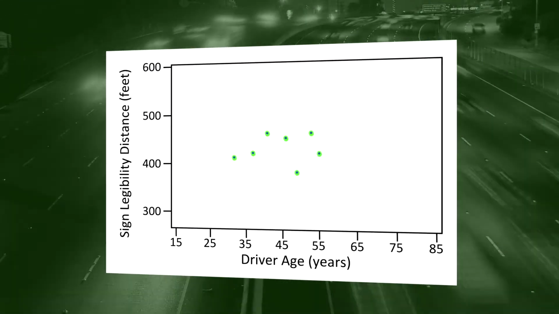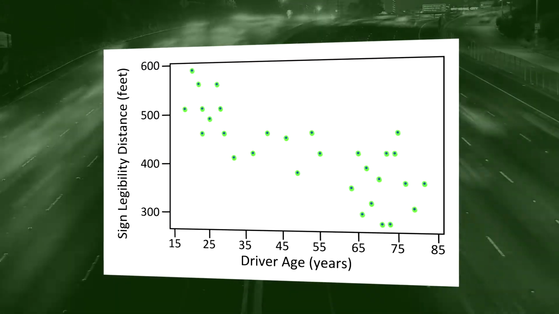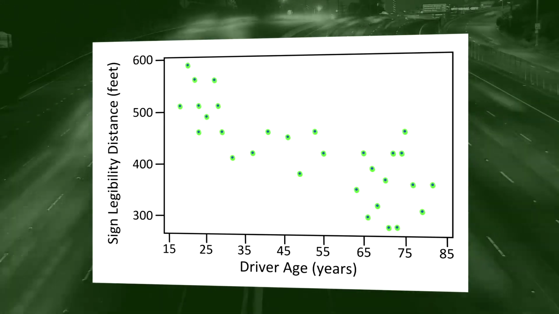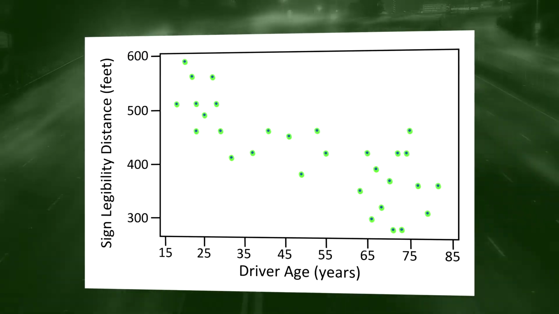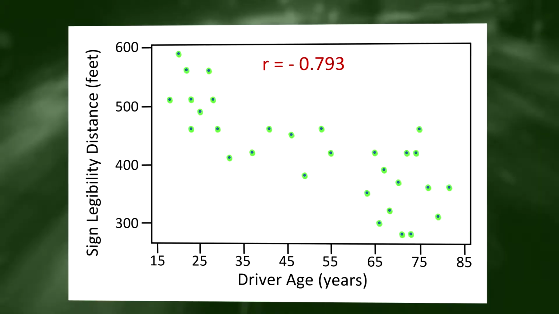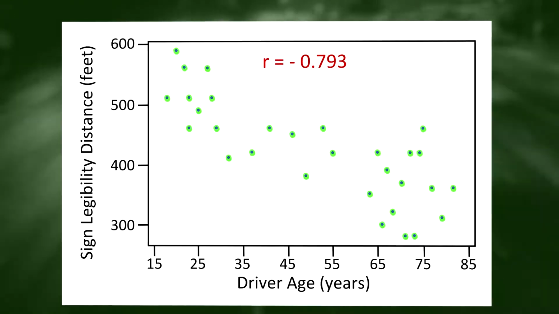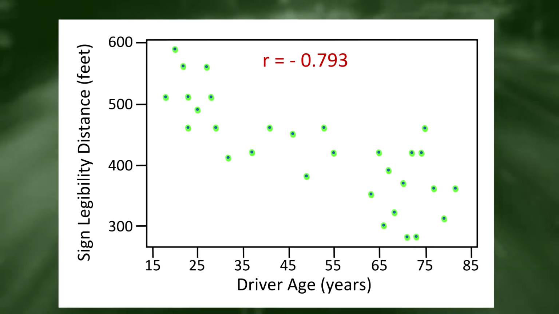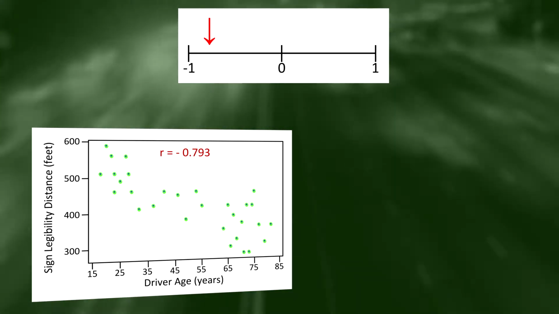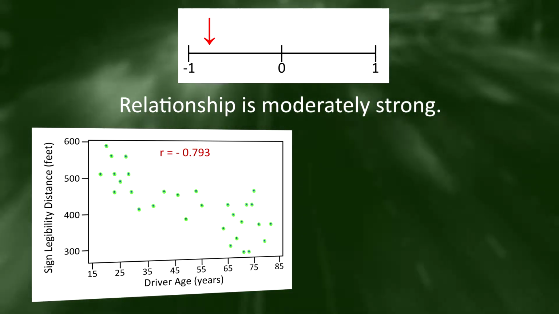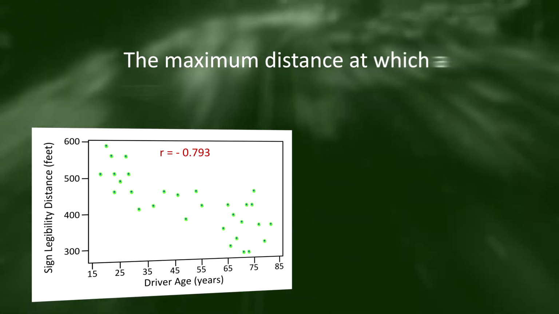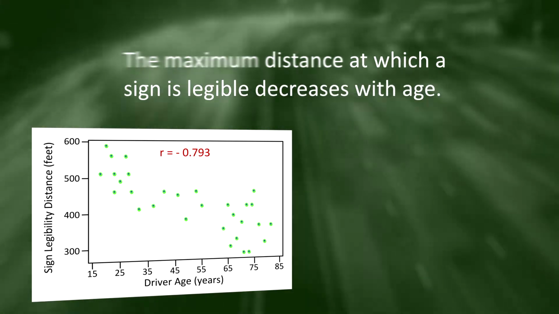Here's a scatter plot for the data, which shows a negative linear relationship between the age of a driver and the maximum distance at which a highway sign was legible. What about the strength of the relationship? It turns out that the correlation between the two variables is r equal to negative 0.793. Since r is less than 0, it confirms that the direction of the relationship is negative. Since r is relatively close to negative 1, it suggests that the relationship is moderately strong. In context, the negative correlation confirms that the maximum distance at which a sign is legible generally decreases with age.